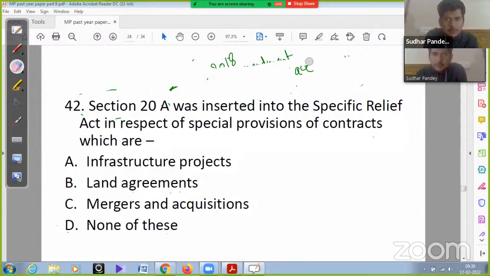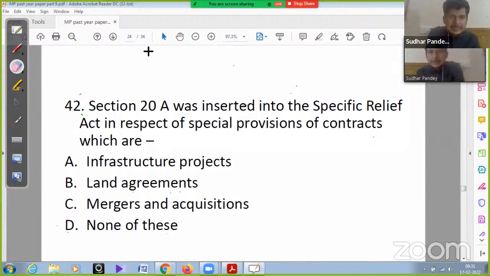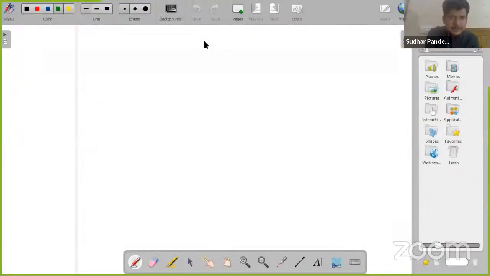Now let's move further towards our question number 43. Okay, is there any confusion in question number 42? I hope it should be clear. If you can read the 2018 Amendment Act, you can easily get the answer of this question, right?